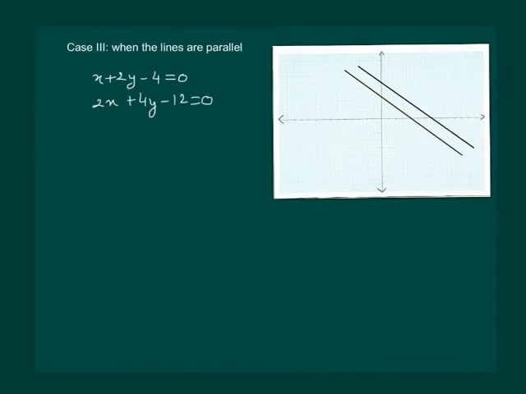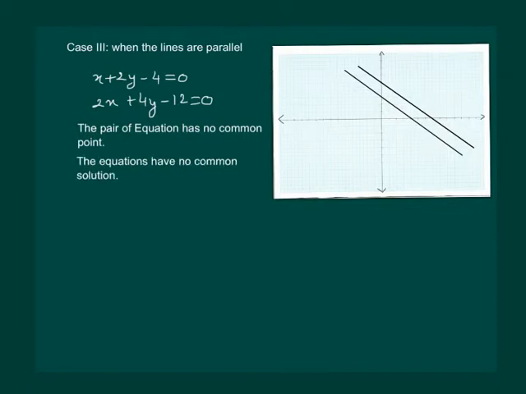The third case is when the lines are parallel. We had already drawn the graph of example 3, these two equations where the two rails were represented by equation 1 and equation 2. Here we can see that the lines are parallel, so they do not intersect at all, and the rails do not cross. This also means that the pair of equations has no common point. That is, the equations have no common solution.